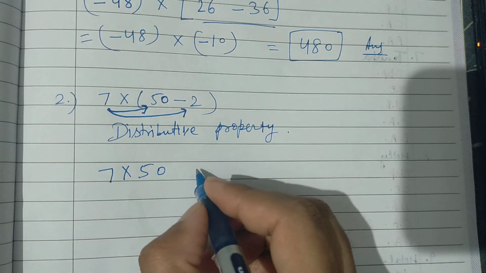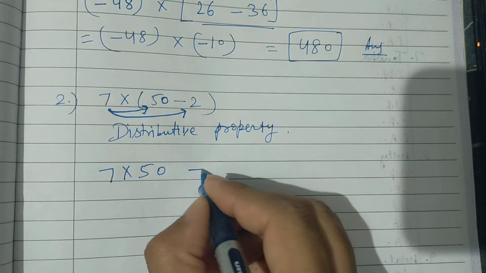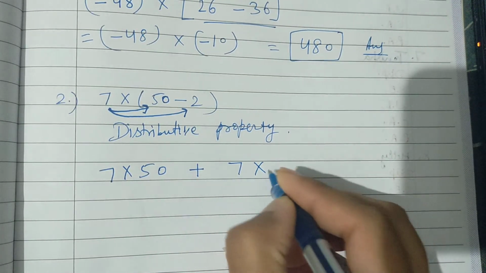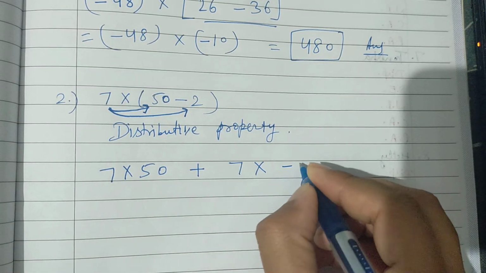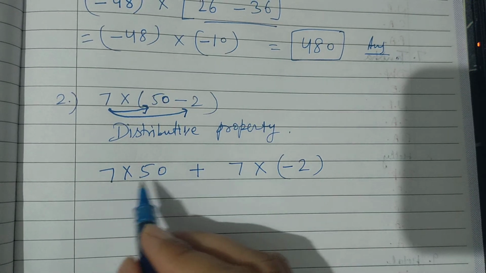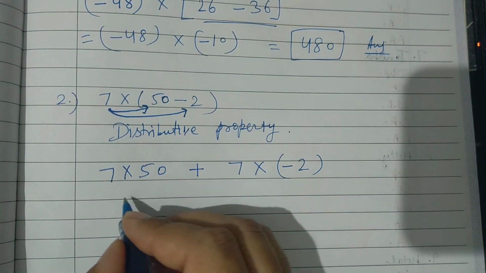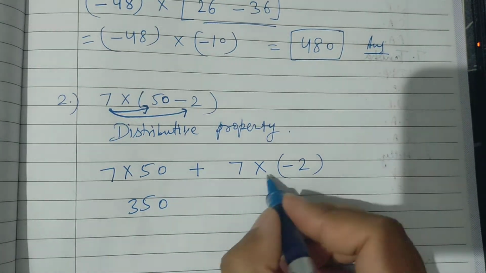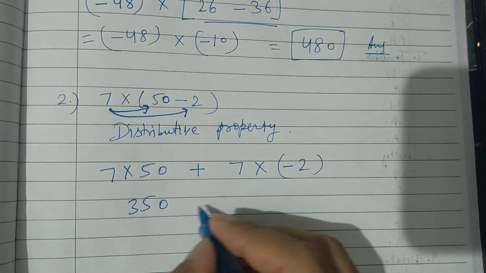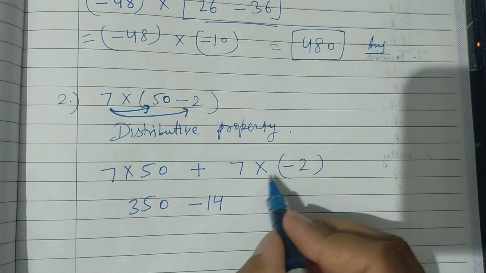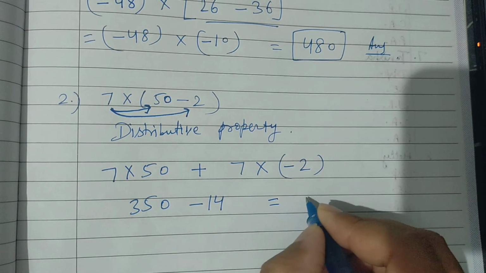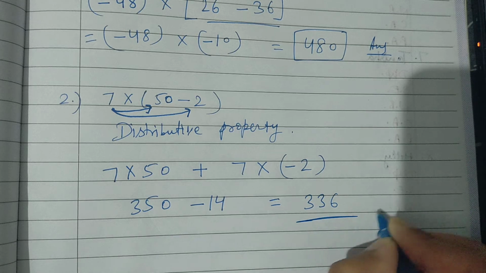Then 7 multiplied by minus 2. This is distributive property. So 7 multiplied by 50 is equal to 350, and 7 multiplied by minus 2 is equal to minus 14, and 350 minus 14 is equal to 336. This will be the answer.